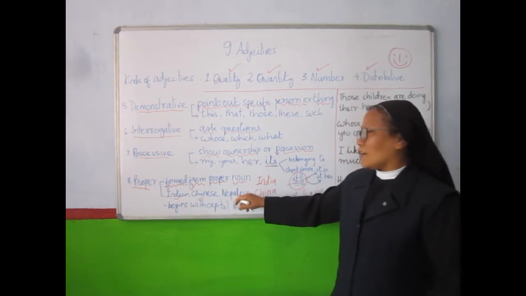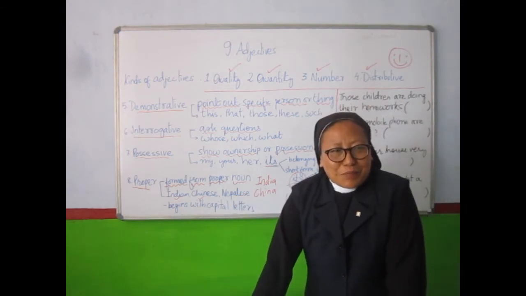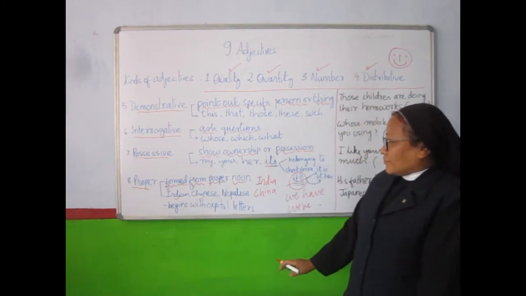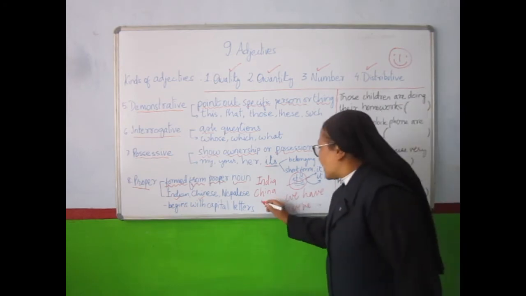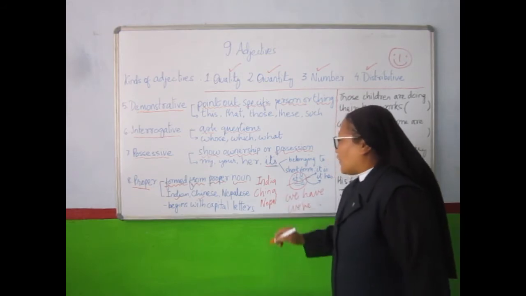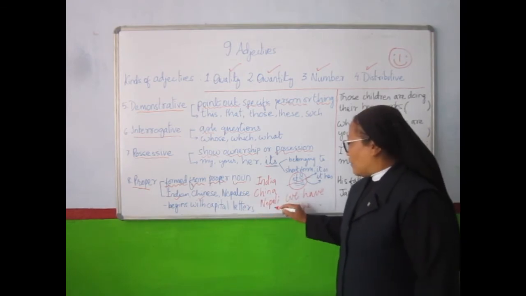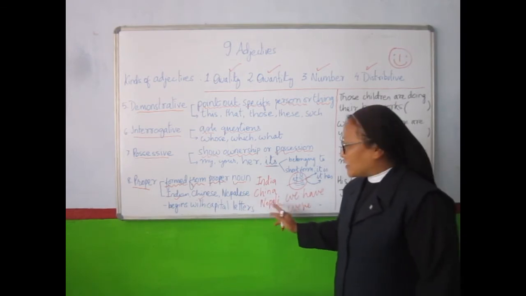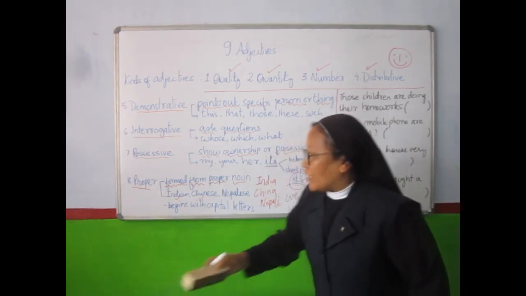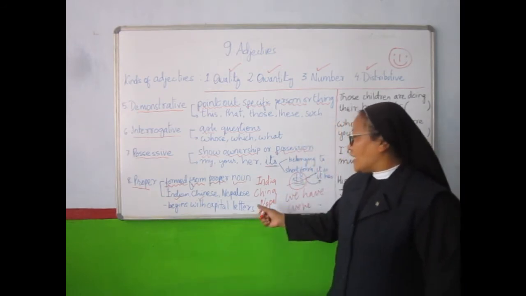Correct. And now the last word is Nepalese. So, what is the proper noun? Nepal. Okay? People from Nepal are called Nepalese, not Nepali. Nepali is a language, no? It's a language. Alright? So, we do not use Nepali; the correct proper noun is Nepal.